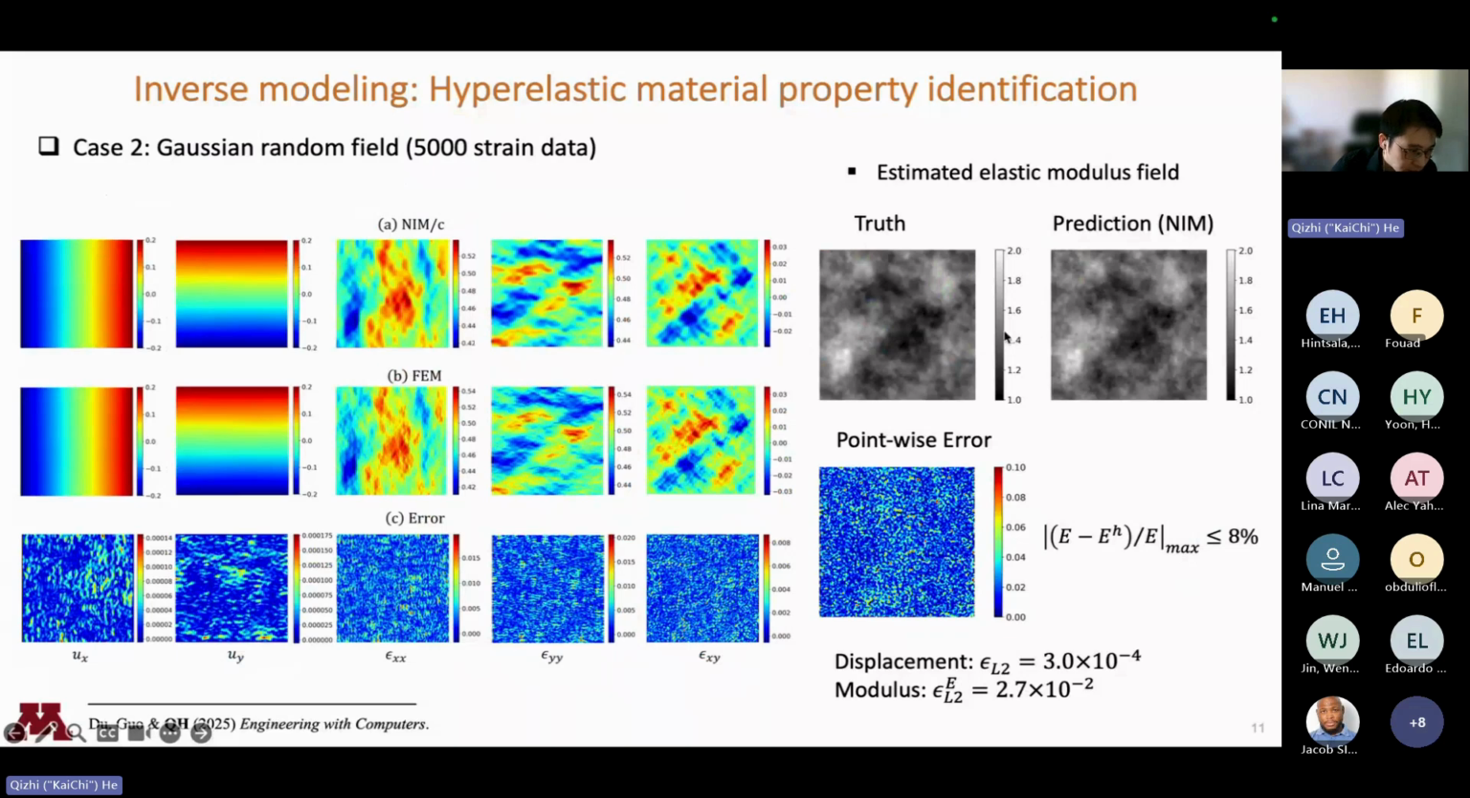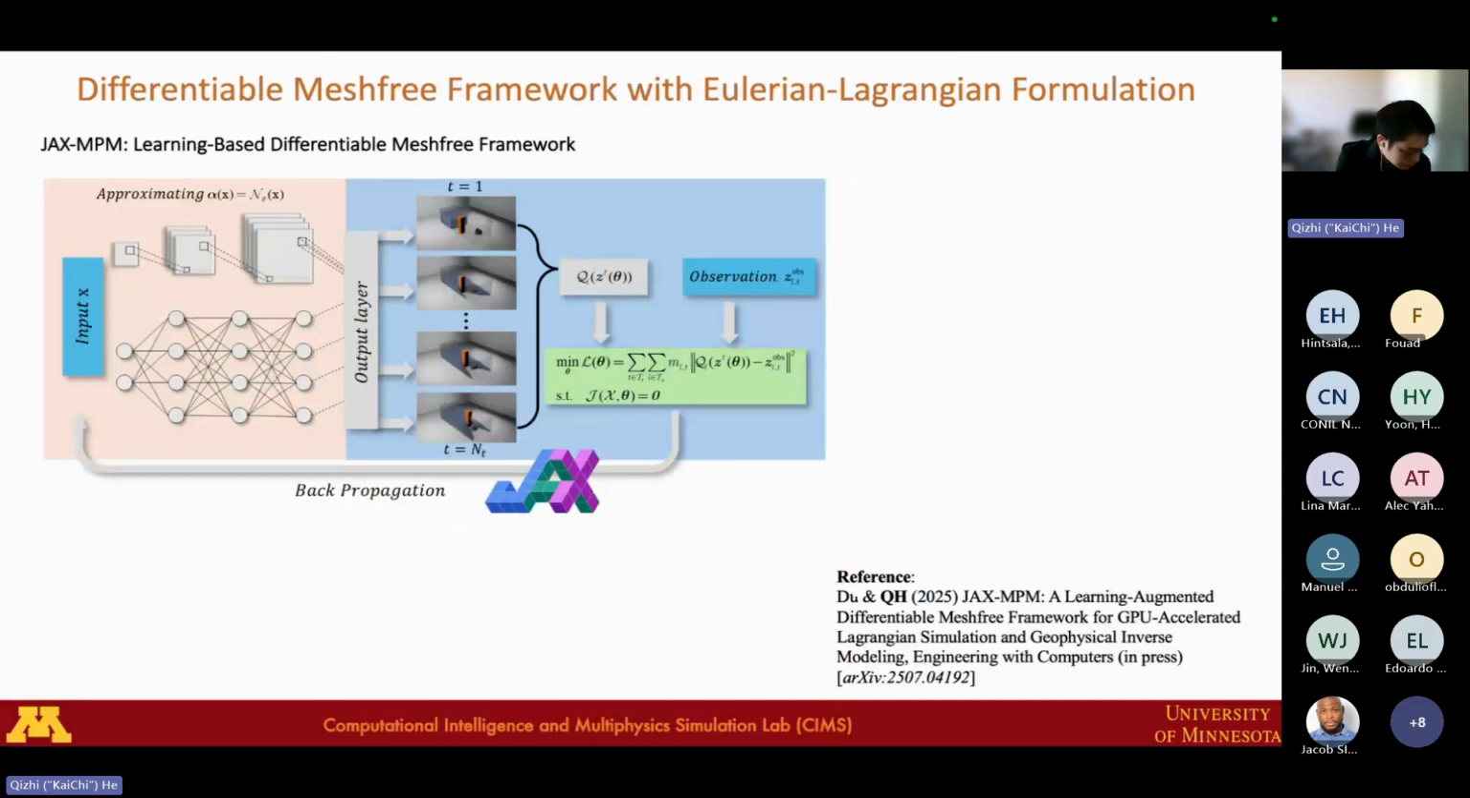And even for this really random scenario, we also provide a result. This is very exciting, and upon publication this is a state-of-the-art inverse modeling result: the relative error is less than 8%. We are only using the strain data, and we don't have any direct measurement of the Young's modulus.